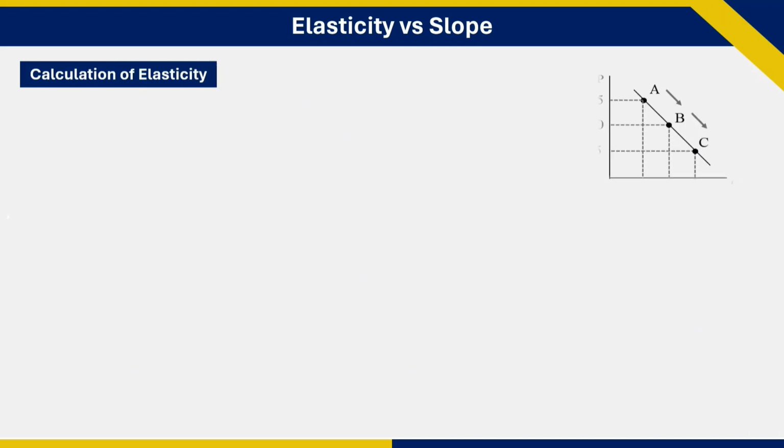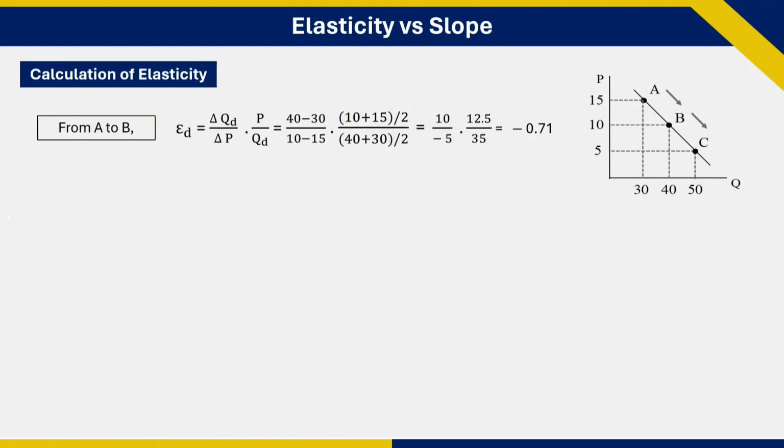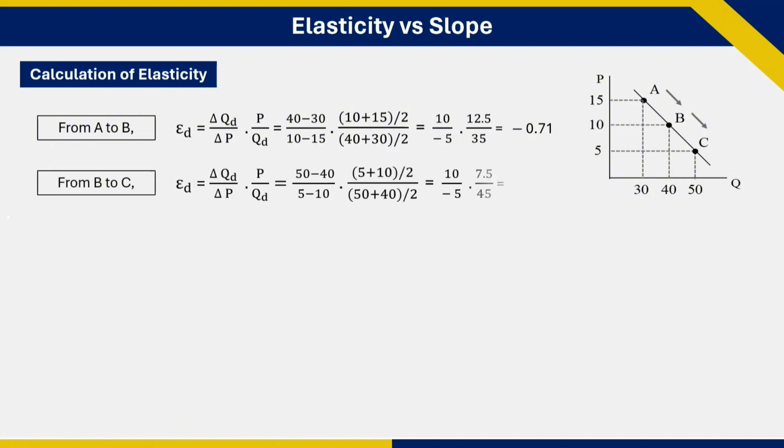Here is an important topic: elasticity versus slope. Some people think that elasticity and slope are the same, but actually they are not. Let's prove it by calculating both the elasticity and slope. Suppose we have 3 points A, B, C on a demand curve representing their respective price and quantity. If we move from point A to B, we get the elasticity minus 0.71 after calculation. And from point B to C, the result is minus 0.33. Notice that we get different elasticity at different points.